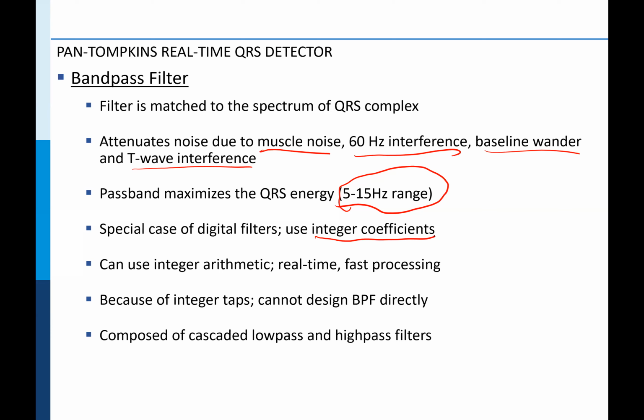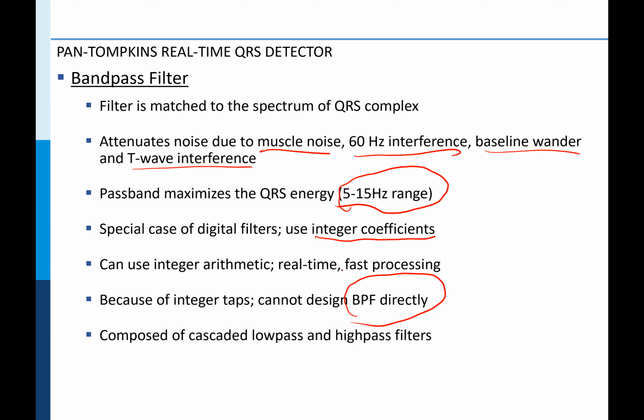And also, it has the advantage of giving a better representation of the filter in terms of the pole diagram configuration, the visualization aspect as well. The one difficulty with going with integer coefficients is that we cannot really design a bandpass filter for the given cutoff of 5 to 15 hertz directly. Okay? Because if you want the filter coefficients to have integer values, it's quite hard to design a bandpass filter directly to meet those specifications.